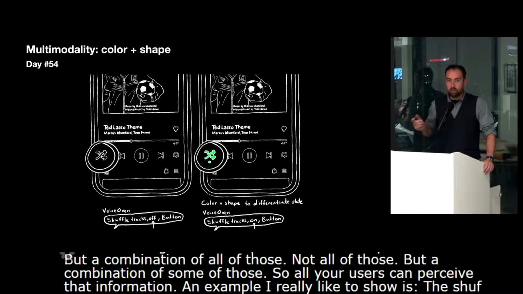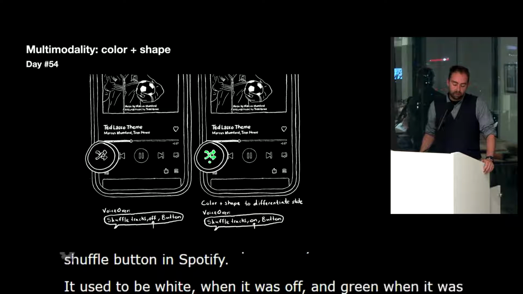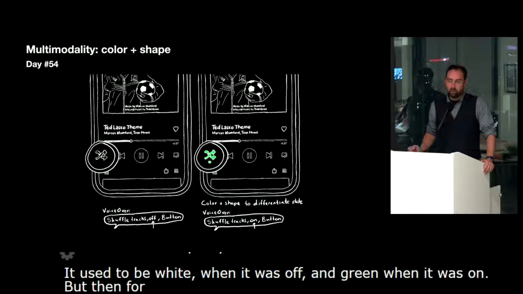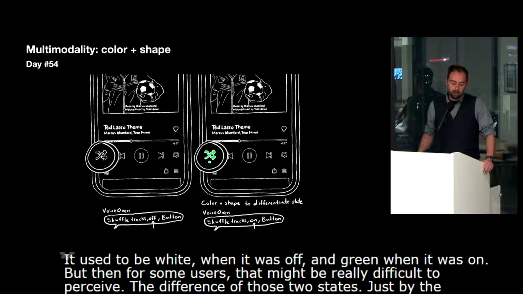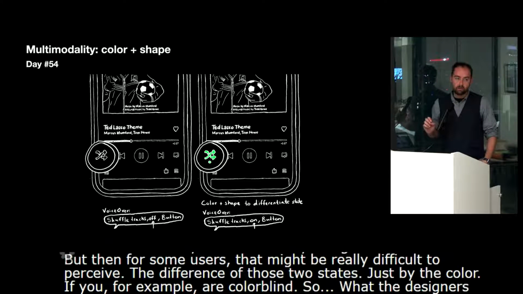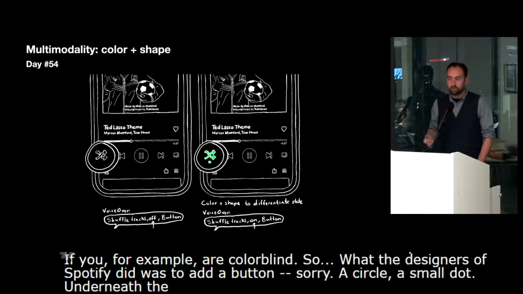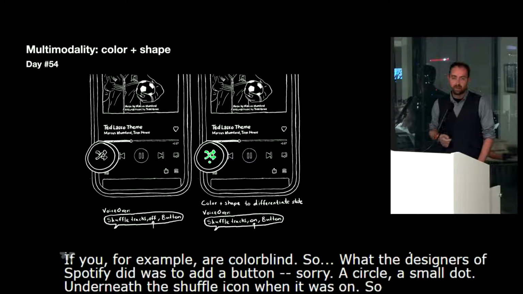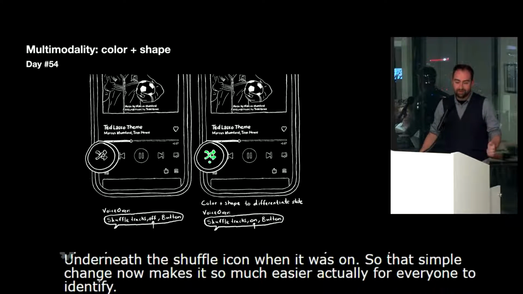It used to be white when it was off and green when it was on, but then for some users that might be really difficult to perceive, the difference of those two states just by the color, if you, for example, are color blind. So what the designers at Spotify did was to add a small dot underneath the shuffle icon when it was on. So that simple change now makes it so much easier actually for everyone to identify. And it has become kind of a part of the brand of Spotify.